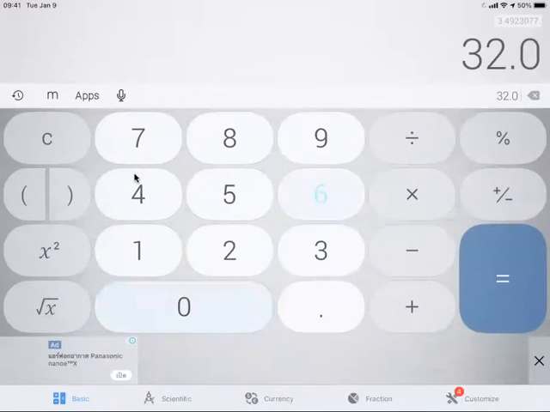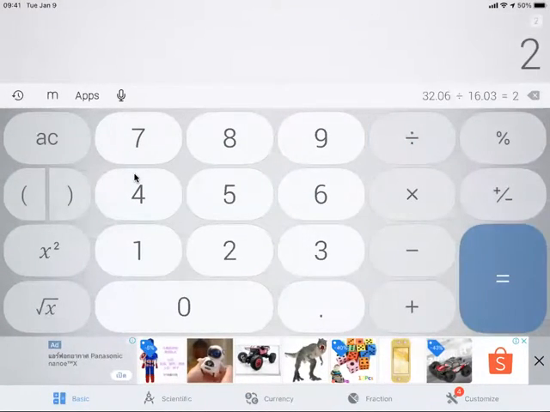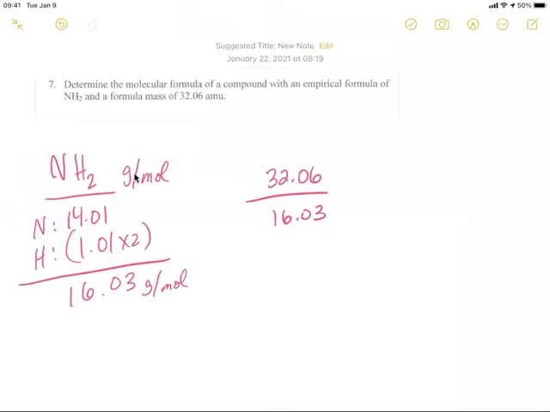32.06 divided by 16.03. And there you go, it's exactly 2.